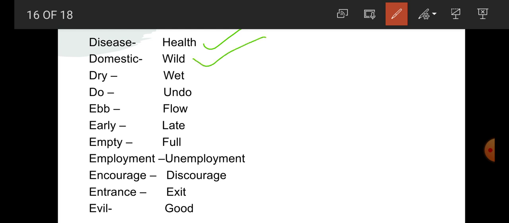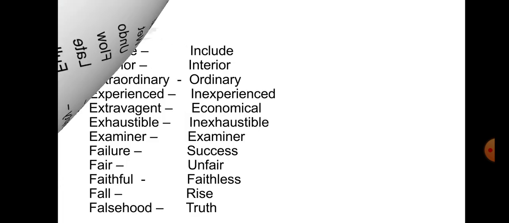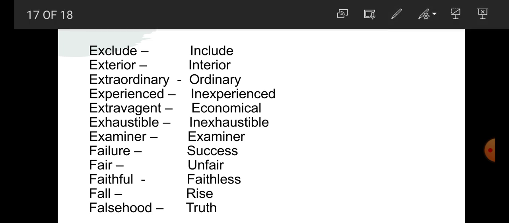Domestic, wild. Dry, wet. Do, undo. Ebb, flow. Early, late. Empty, full. Employment, unemployment. Encourage, discourage. Entrance, exit. Evil, good. Now next one, students. Exclude, include.